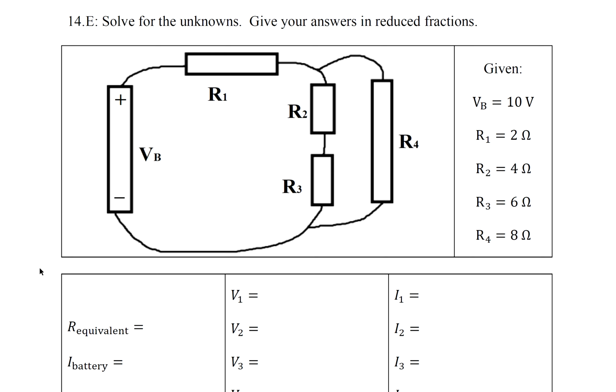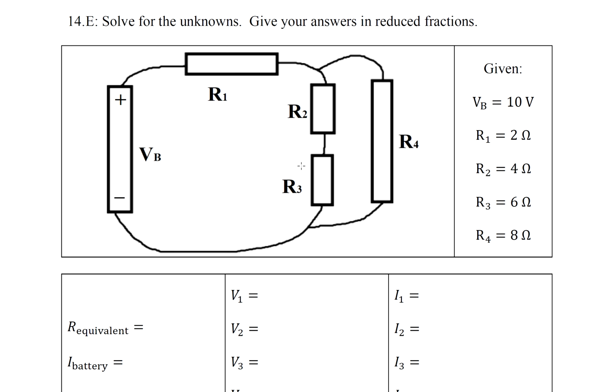Question 14, solve for the unknowns, give your answers in reduced fractions. So we have this circuit. Why don't we solve for R equivalent first? So we could simplify R2 and R3, which is going to be 2 ohms plus 4 ohms, which is 6 ohms. Then these 2 resistors, R2 and R3, become 1 resistor.